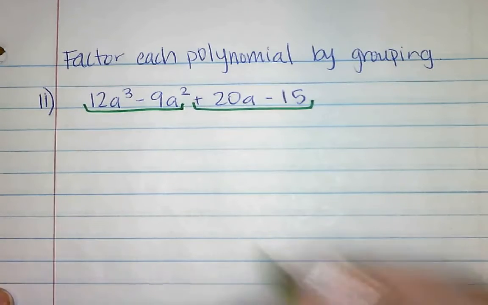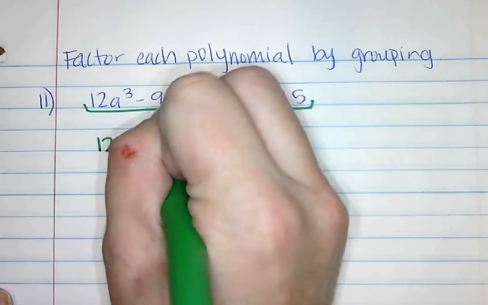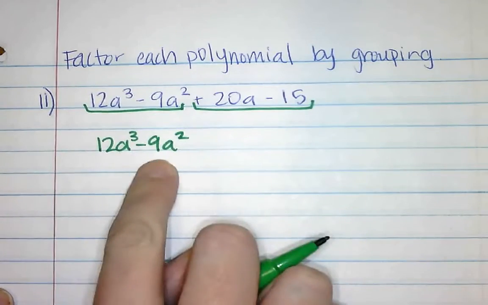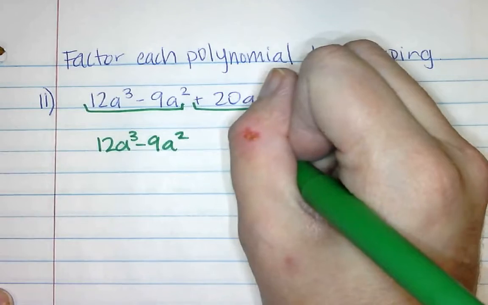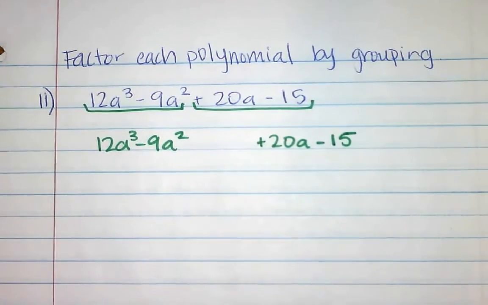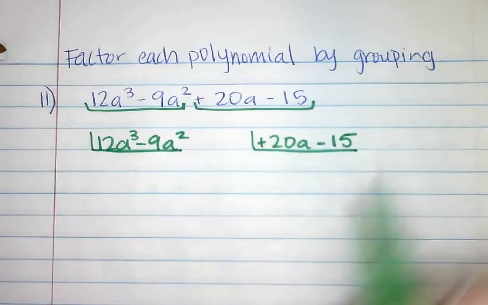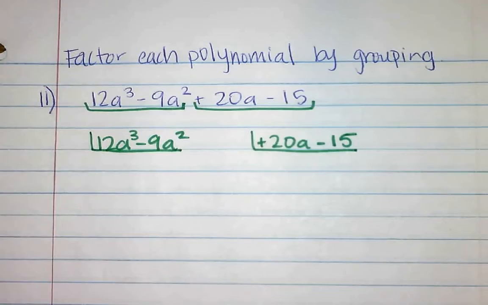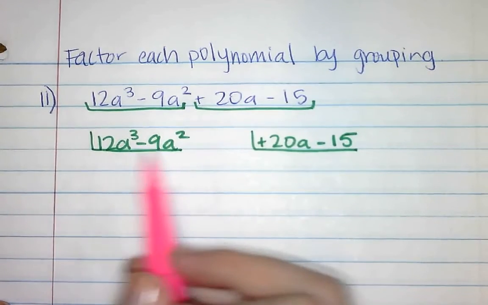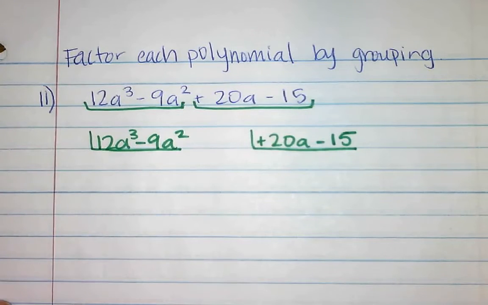We're going to factor something out of this part, and then separate my 20a minus 15 and factor something out of that part. So we have two separate things we will be factoring. Now can we factor anything out of just these first two, 12a cubed minus 9a squared? 3 is our number, because they're both divisible, and then a squared.